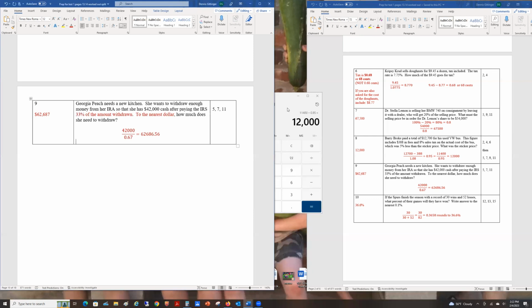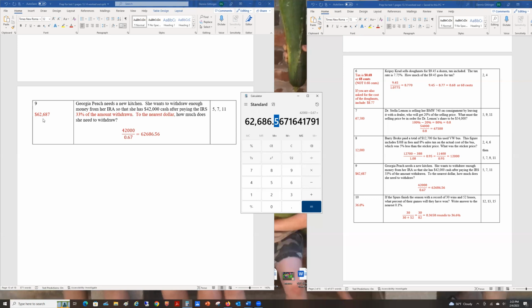It doesn't work. What you have to do instead is take 42,000 and realize that that is the other 67% of something. So it's some number times 0.67. Don't put 67, you got to put it as a decimal. And that number is 62,686 and 56 cents. It would be 57 cents if I didn't tell you to round it. But guess what? I did, to the nearest dollar. Aha. Well, the dollars place is where the 6 is. And just the first digit to the right is 5. And that's enough to bump it up to a 7.